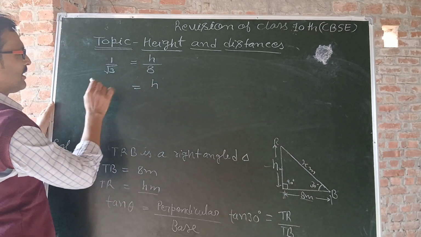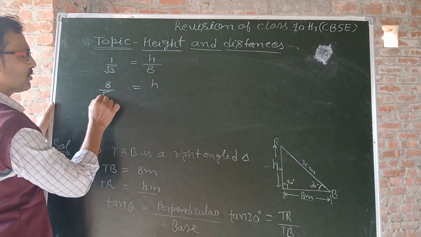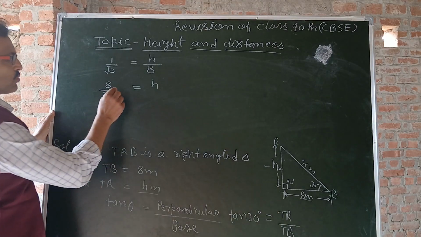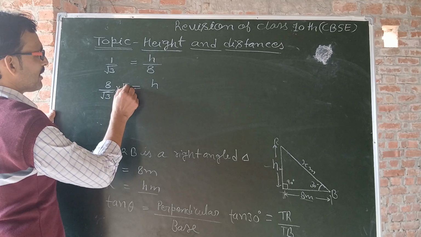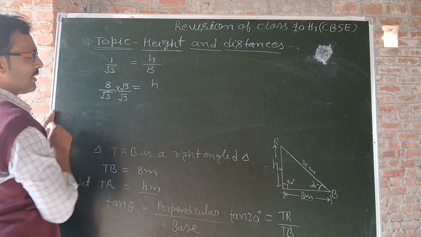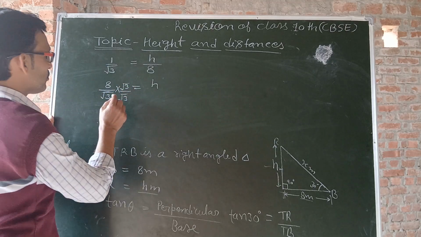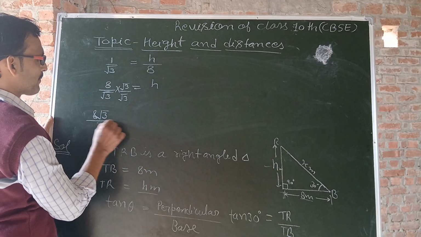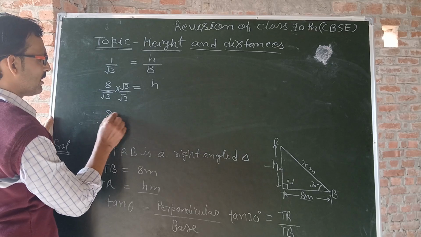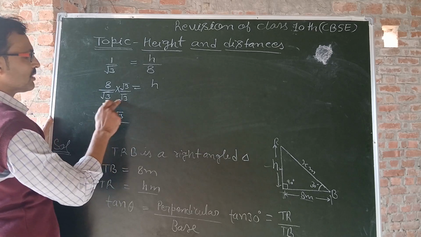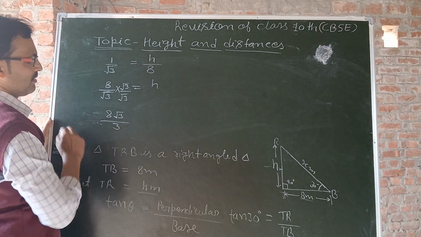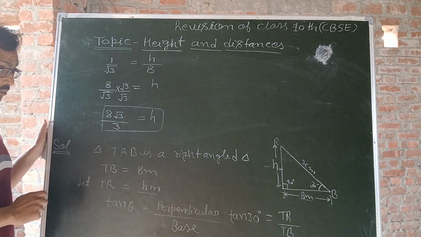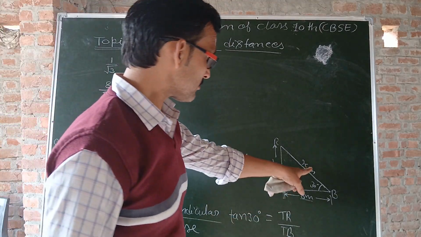So I will keep h here, and this 8 will go up and root 3 like this. But we don't need this root 3 in the denominator. So rationalizing the denominator, I will multiply by root 3 in the numerator and denominator together. Now root 3 times 8 gives numerator 8 root 3, and root 3 times root 3 is 3. This is the value of h. This is the height.